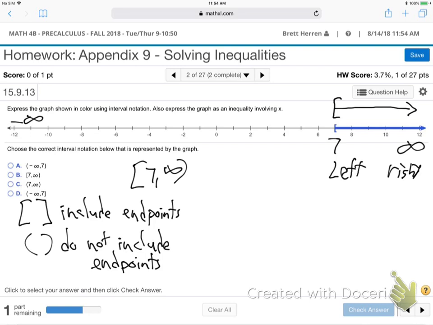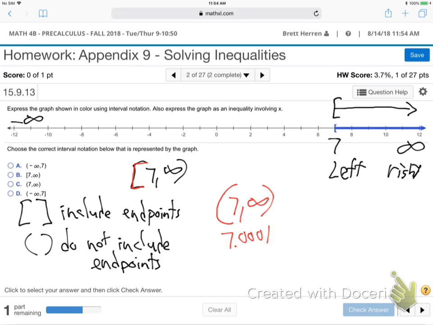When they put a bracket 7 to infinity, what they're saying is 7 and any numbers bigger than that. If I put parentheses 7 to infinity, that would mean 7.0001 and everything bigger, but not 7 itself. Not 7 right on the money. Does that make sense? So a parenthesis, here maybe this helps.